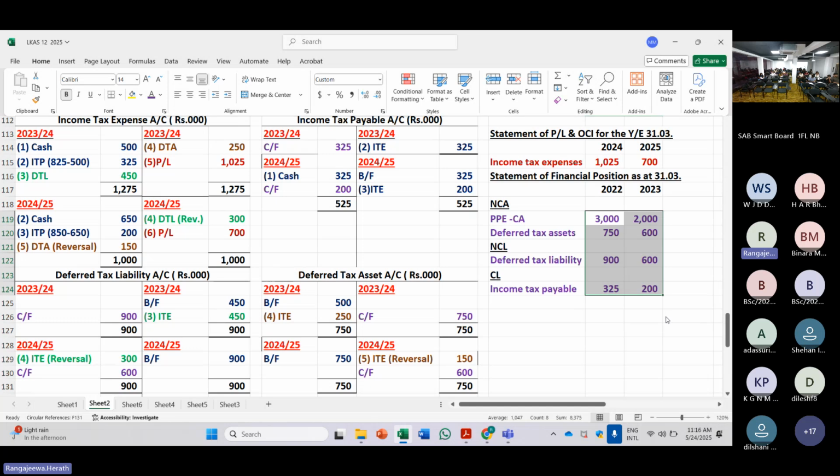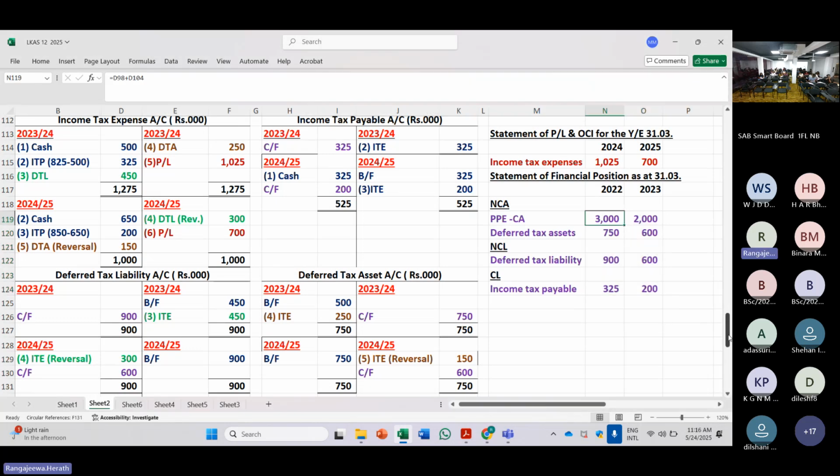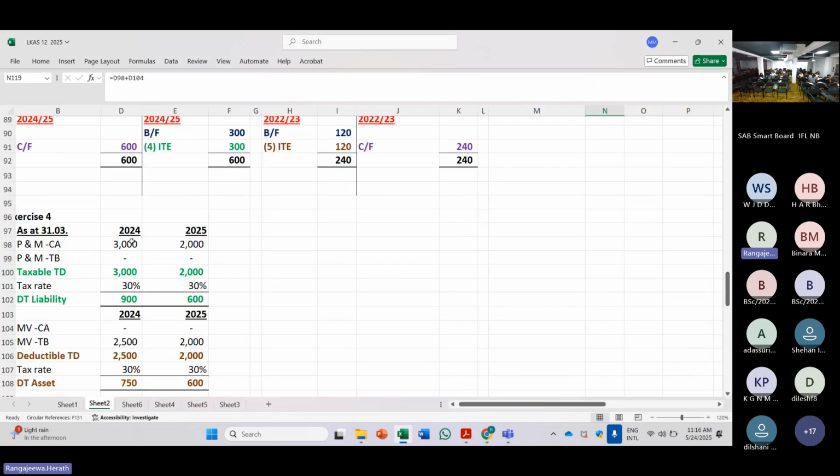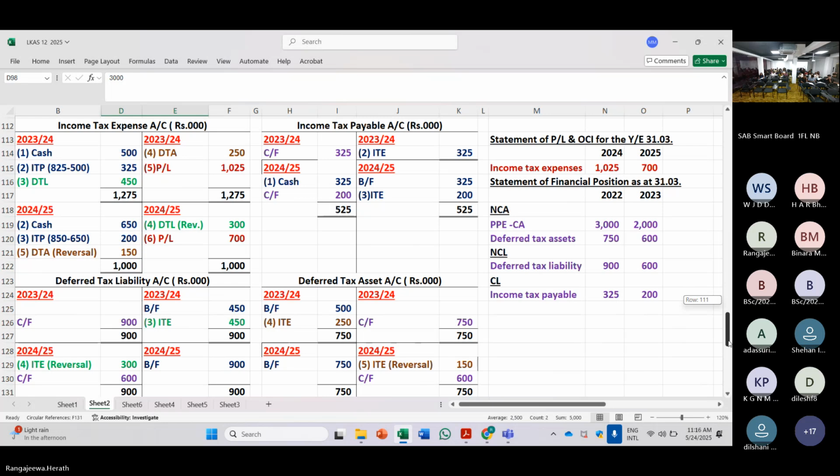Statement of financial position. In the assets, the carrying amount of plant and machinery and the carrying amount of motor vehicle is 0, so only plant and machinery remains, with carrying amounts of 3000 and 2000. Any question?